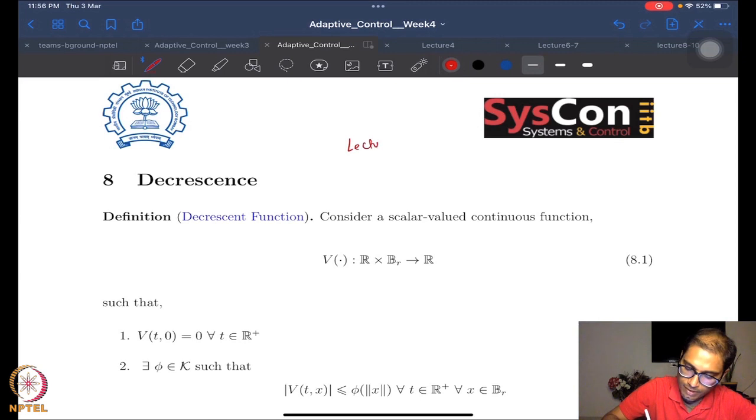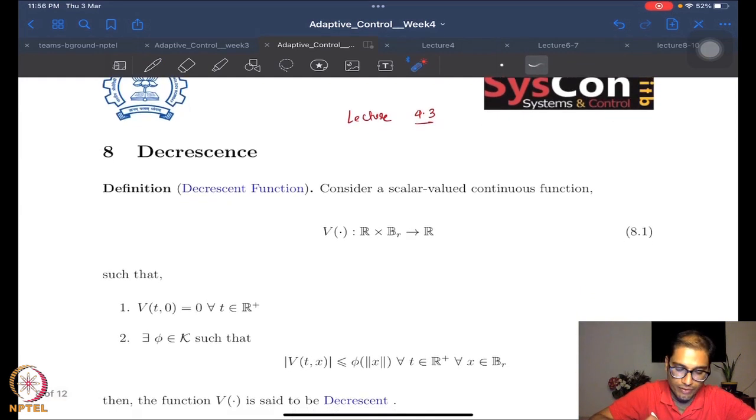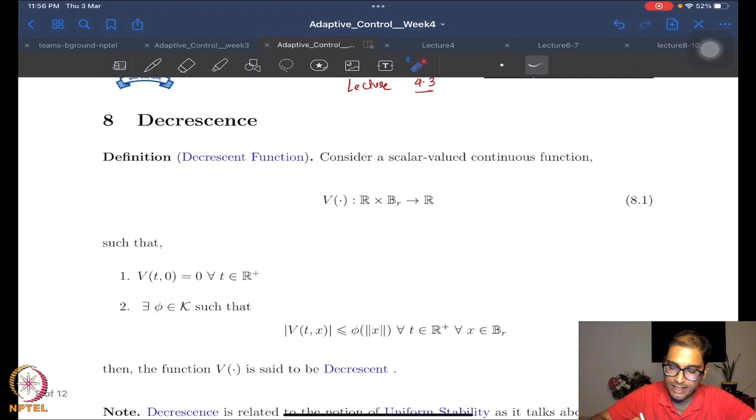This is lecture 4.3, the third lecture of the fourth week, and we want to define what is a decrescent function. As always, we have a scalar valued function which takes as its arguments time. Just like we mentioned last time, there is really no harm, in fact it might even be better, to assume that this function takes non-negative real time, because that is what we are going to consider almost everywhere in this course, and in most courses in nonlinear control.